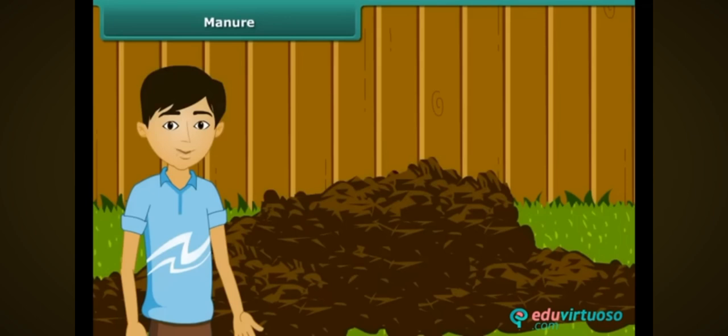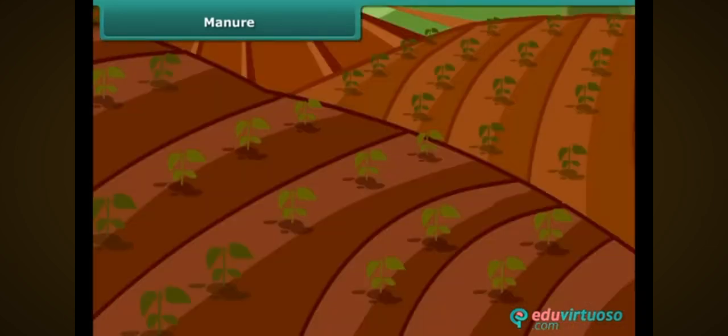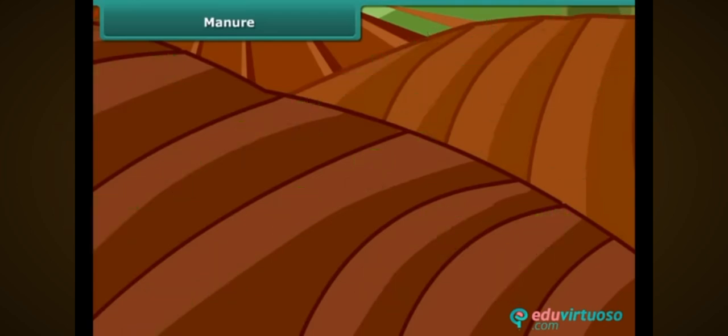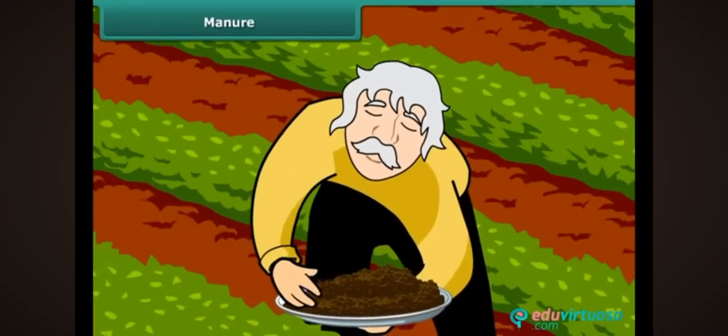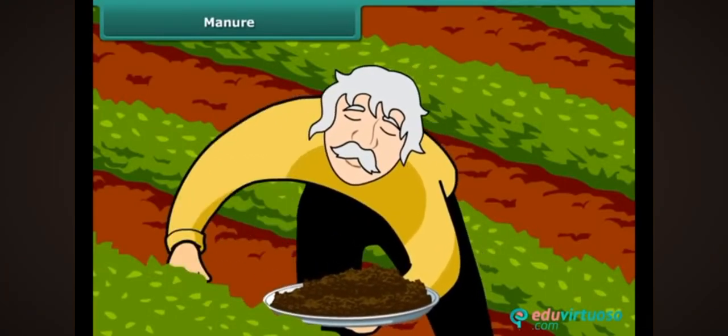Okay, let us see. Manure is an organic substance obtained from the decomposition of plant and animal wastes. To make it, farmers dump plant and animal wastes in pits at open places where it is decomposed by microorganisms. Soil fertility and nutrients are reduced due to repeated cultivation of crops year after year. Farmers therefore add manure to the fields to replenish the soil with nutrients. This process is called manuring.